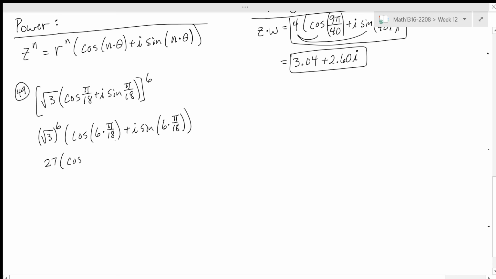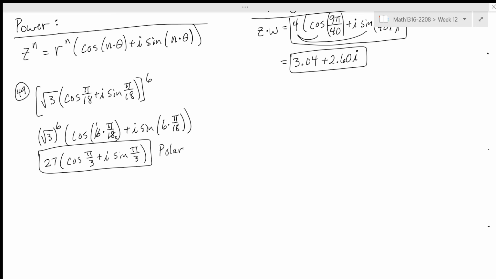We can actually do that manually. 6 goes into 18 3 times. Yeah, that reduces to pi over 3. And how many times do I have to do that? Only once, because the other one's going to be the same. And let's put a box around that, because that's the right answer. And that's where we're going to stop if it says write the answer in polar form.